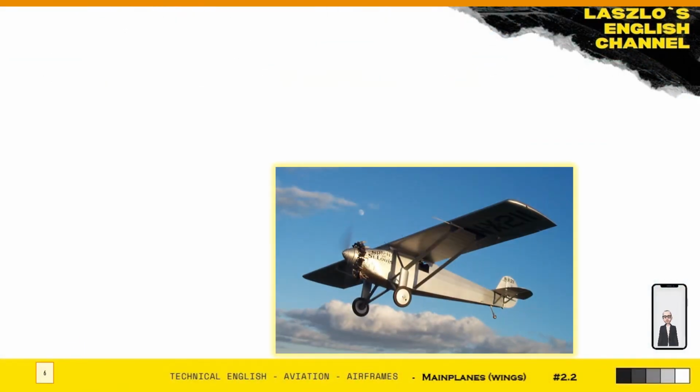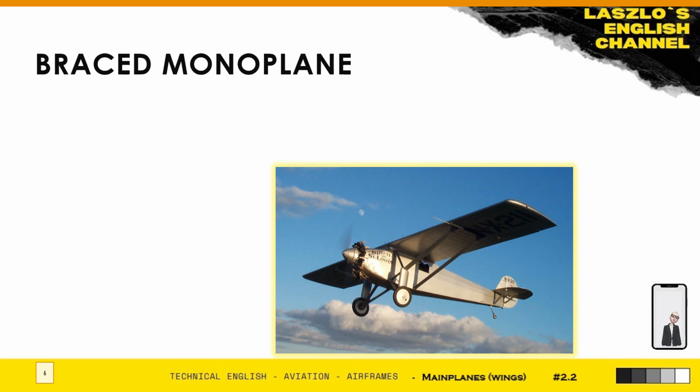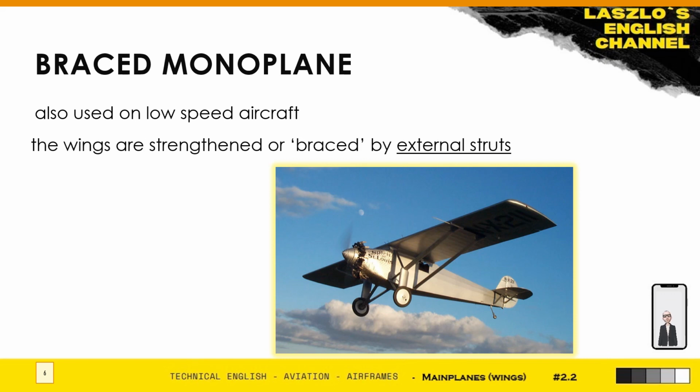Okay, moving on to braced monoplanes. This design is also used on low-speed aircraft. In the braced monoplane, the wings are strengthened or braced, hence the name, by external struts which help relieve the bending loads applied to the wing spars in flight. Okay, so you see one example here. This is a very famous braced monoplane, the Spirit of St. Louis, in which Charles Lindbergh piloted his epic solo flight over the Atlantic.